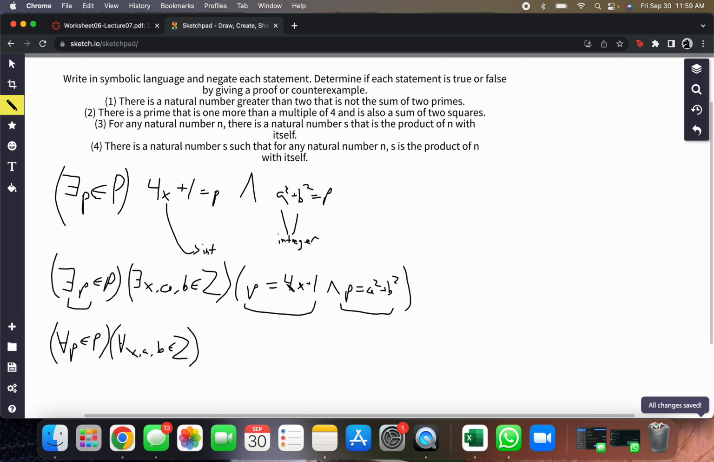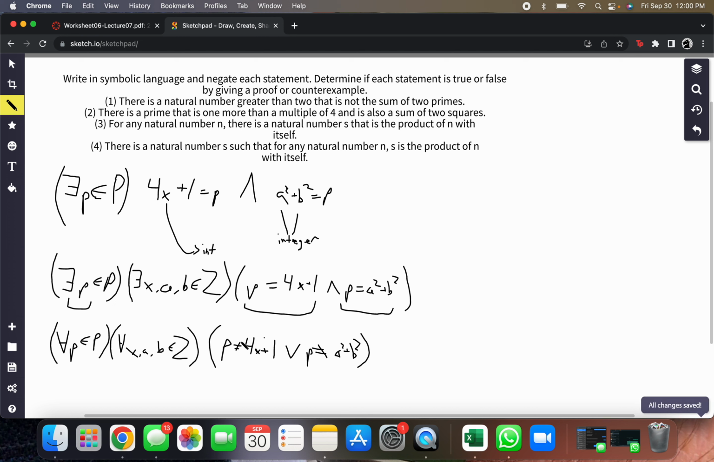Now this is the tricky part. Here we're going to have to flip a few things. Here we make equals into not equals, equals into not equals, and the and flips to an or. So p is not 4x plus 1, or p is not a squared plus b squared. Hopefully none of you are planning on screenshotting this ugly mess.